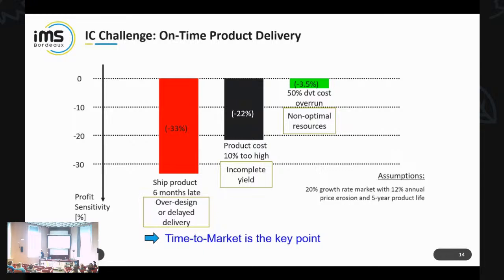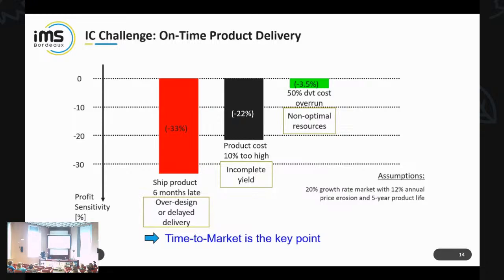If you got a product cost which is 10% too high, which means your yield is not complete because you are making Monte Carlo simulation and 1% of those disappear because they do not target the real specification, you have just 22% of losses of profit. The 50% development cost overrun, which appears to be huge at the very beginning, finally only generates 3.5% of lost profit, which is finally quite nothing.